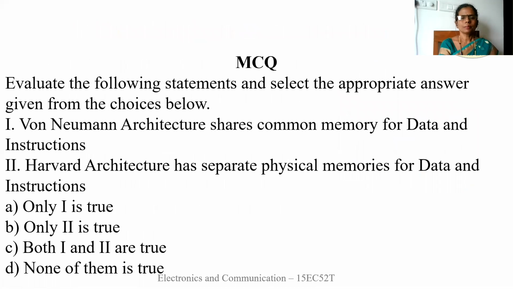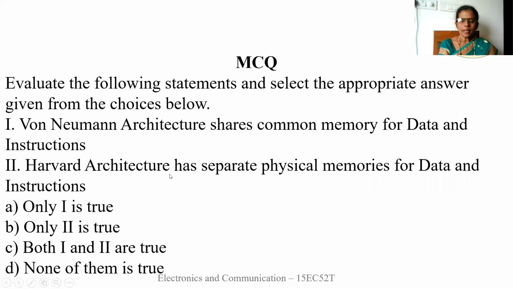Now we'll solve some multiple choice questions. Read the question properly. Evaluate the following statements and select the appropriate answer from the choices below. Two statements are given. You should tell whether the first one is true, or the second one is true, or both are true. Von Neumann architecture shares a common memory for data and instructions.